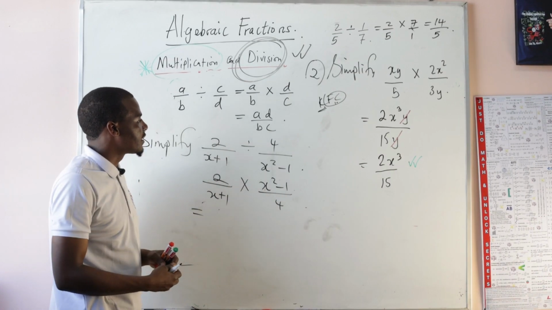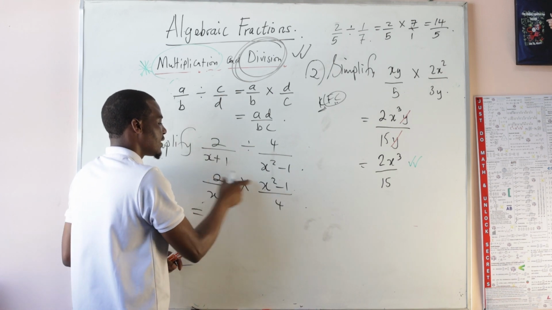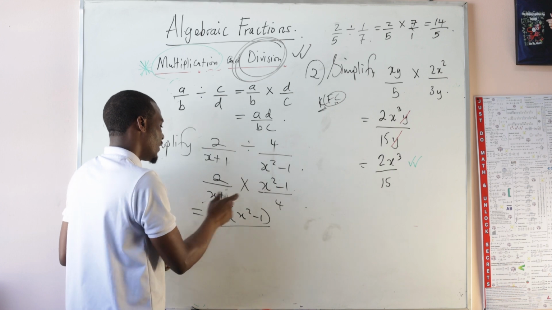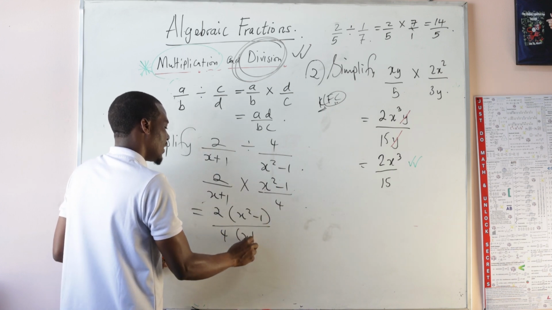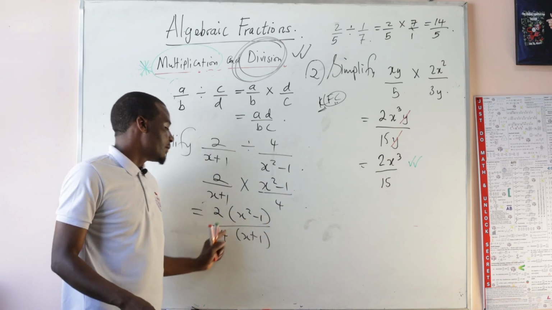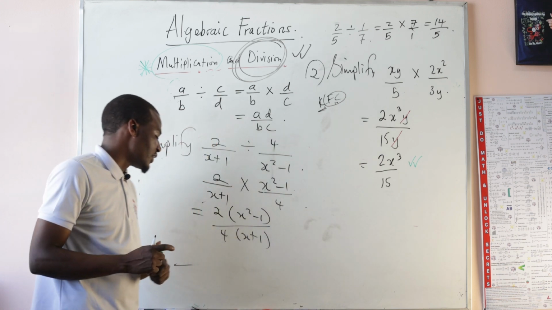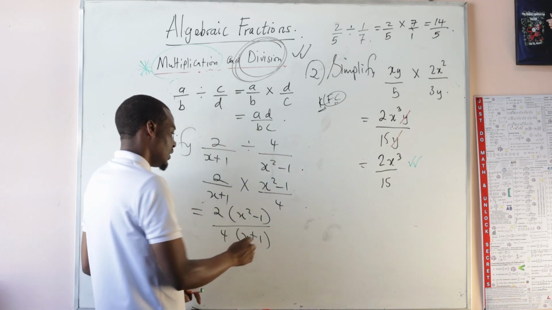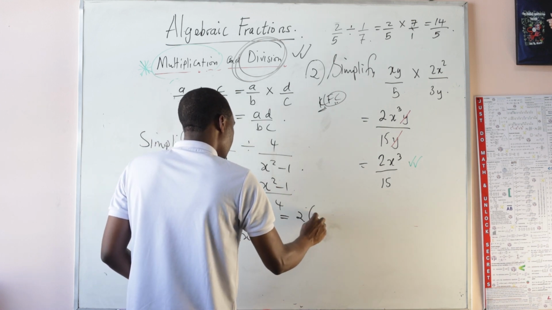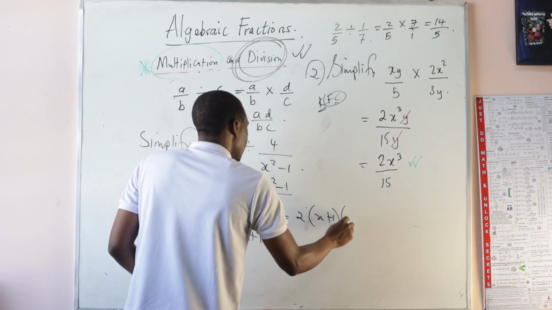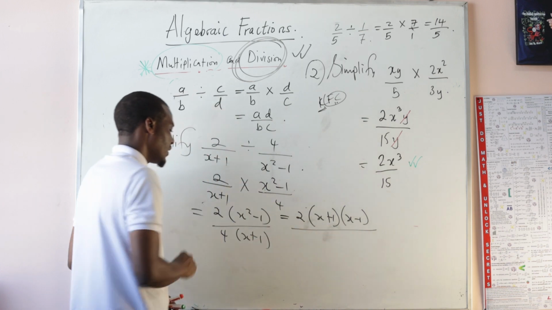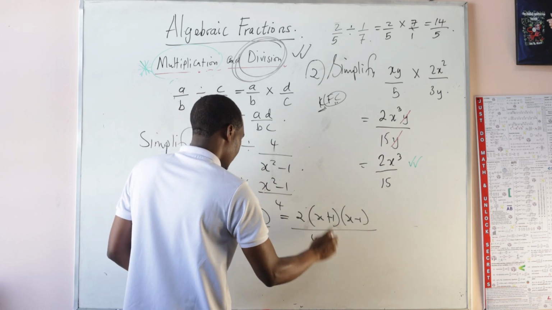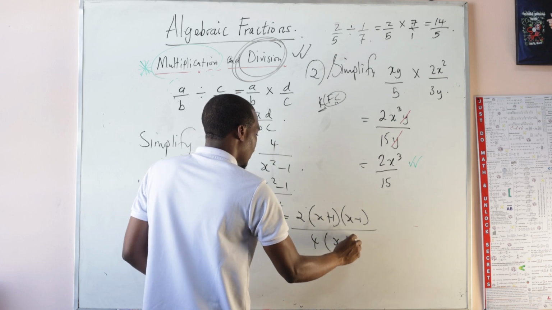Quite interesting. Then the next move is a matter of multiplication. Remember, when you are multiplying fractions, simply say numerator times numerator. So you get 2 times x squared minus 1 over 4 times x plus 1. Can we remove brackets? No need to remove the brackets. Let's watch out: x squared minus 1 is a difference of two squares, which can be written as x plus 1 times x minus 1. And 4 open brackets x plus 1 we can keep like that, it's the same as 4 times x plus 1.